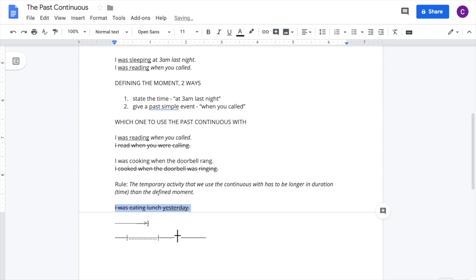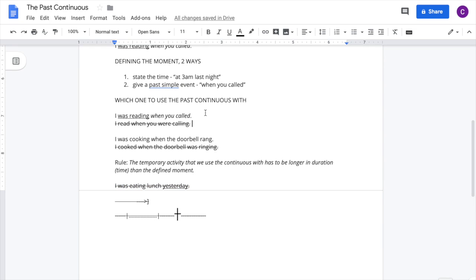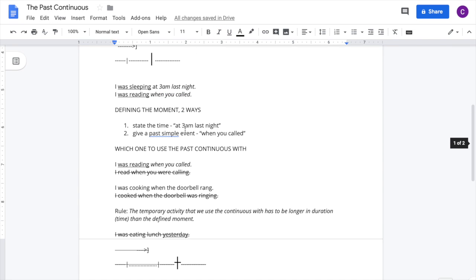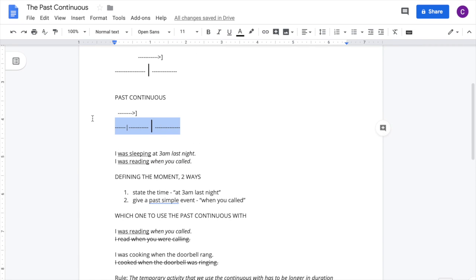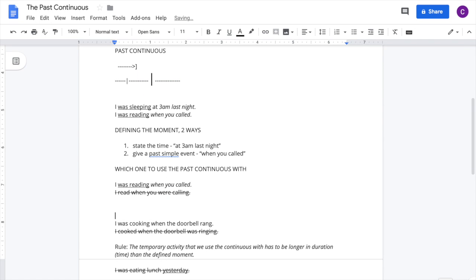The defined moment, the temporary activity has to be longer than the defined moment. So that's why here, "I was reading when you called." Okay, reading is the longer thing. "When you called" is the shorter thing, and we can diagram this one too. You see, the defined moment does not have to be exactly just one moment.